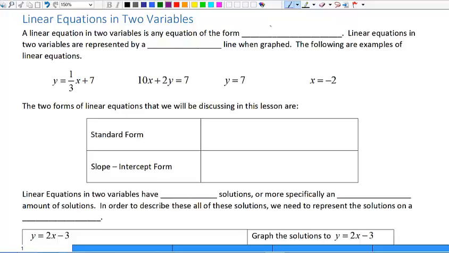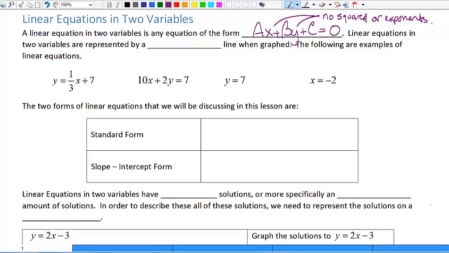In this lesson, we're talking about linear equations in two variables. A linear equation in two variables is any equation of the form ax + by + c = 0. Now, please note that the x and the y can't have any squares on them or any other exponent. So just x and just y.